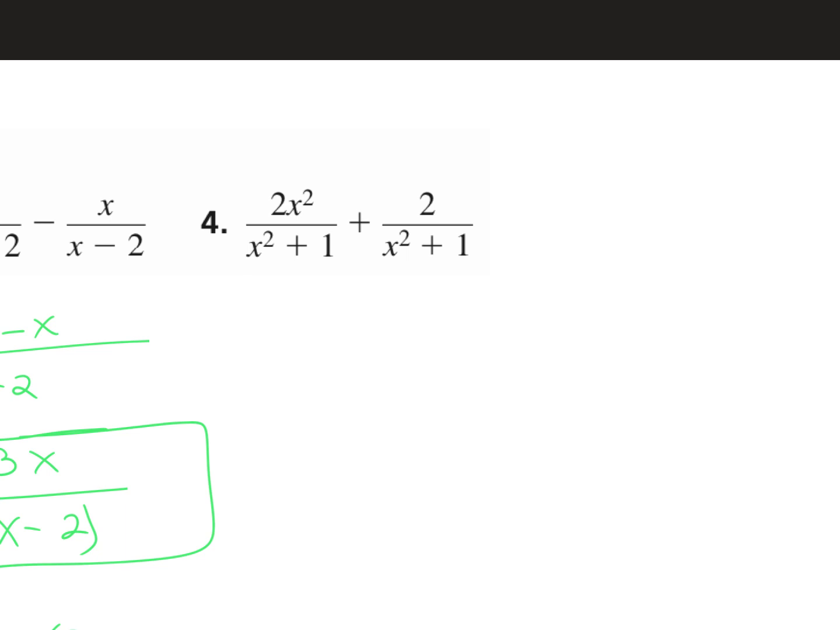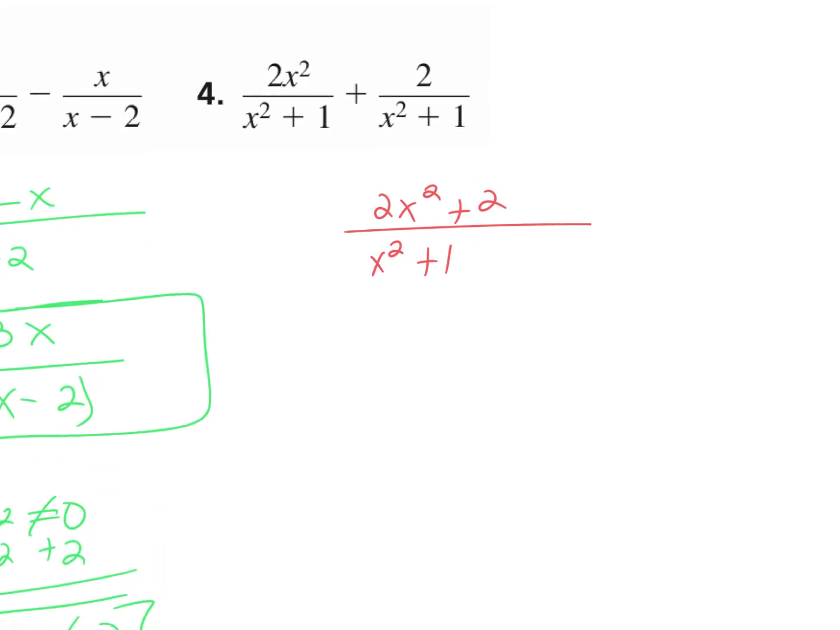All right. Common denominator? Yep. So my common denominator is x squared plus 1. So I have 2x squared plus 2. Now what? Can I combine the top? No. But can I factor anything out? What can I take out of 2x squared and a positive 2? I can take out a 2. So when I do that, this becomes x squared plus what? 1 over x squared plus 1.